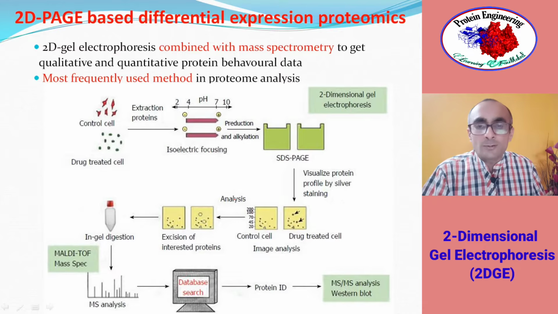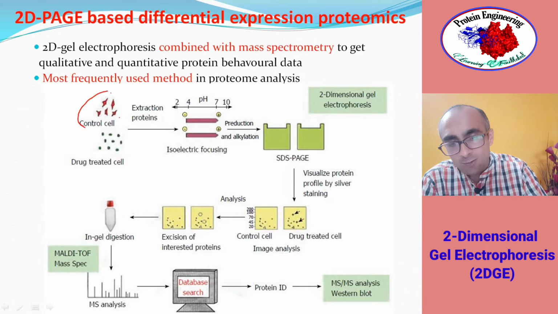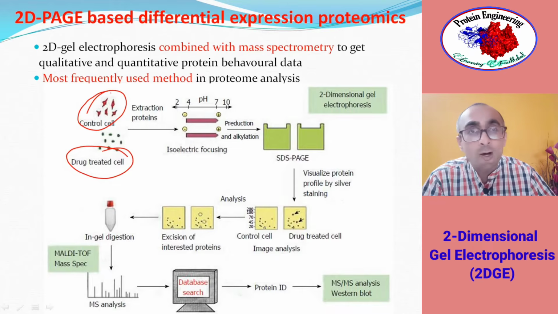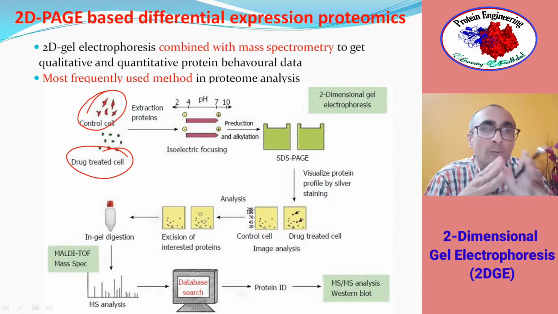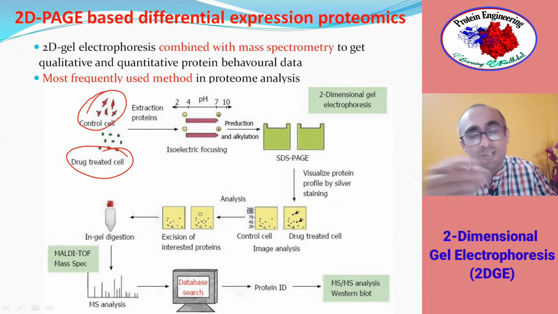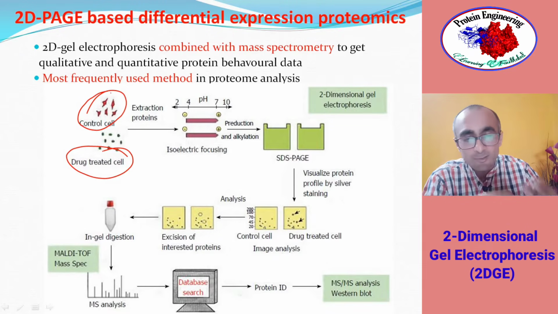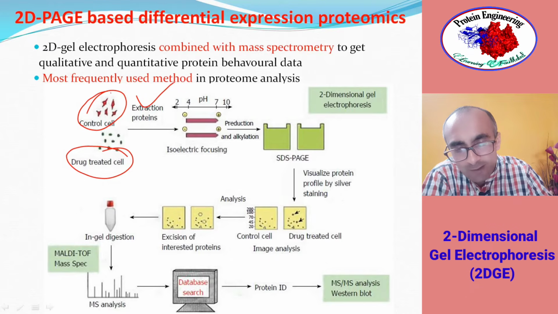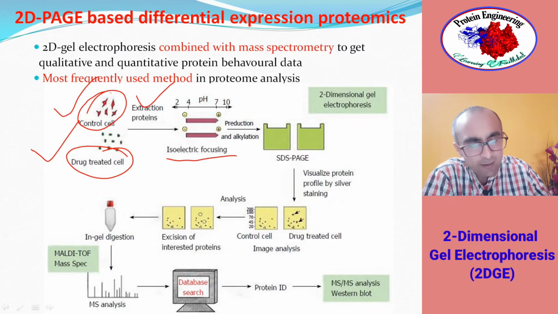And this 2D GE also can be used in differential expression proteomics. For example, you have a control cell and a drug-treated cell, and you want to see which proteins are present in the drug-treated cell, or which genes have increased expression because of the presence of the drug. You can run 2D GE from both samples separately. You can extract protein from the control cell as well as the drug-treated cell. You use identical conditions to run isoelectric focusing, then reduction and alkylation, to run SDS-PAGE in the second dimension.